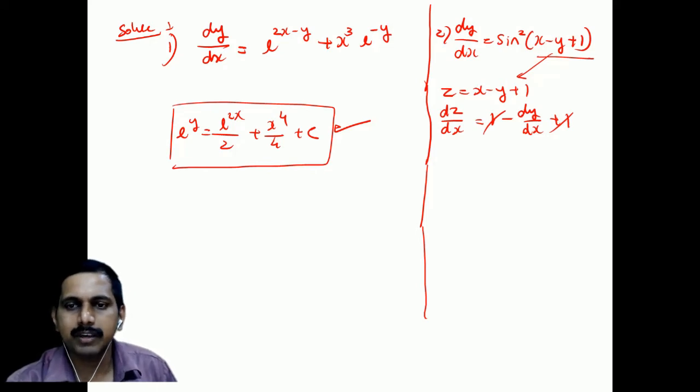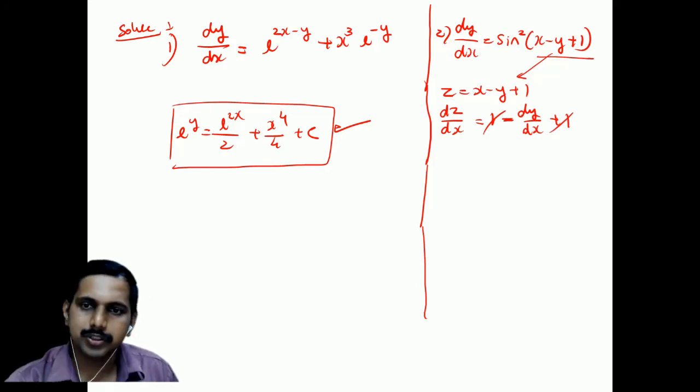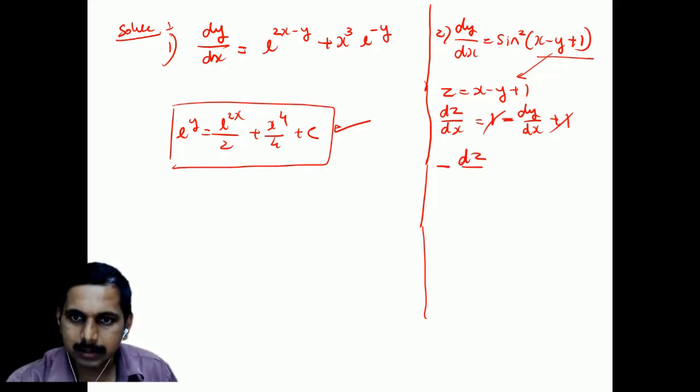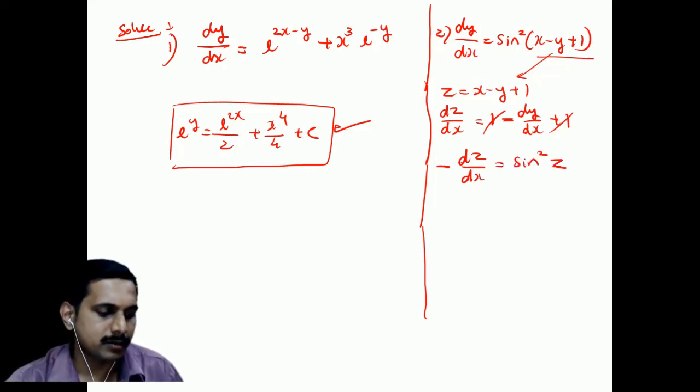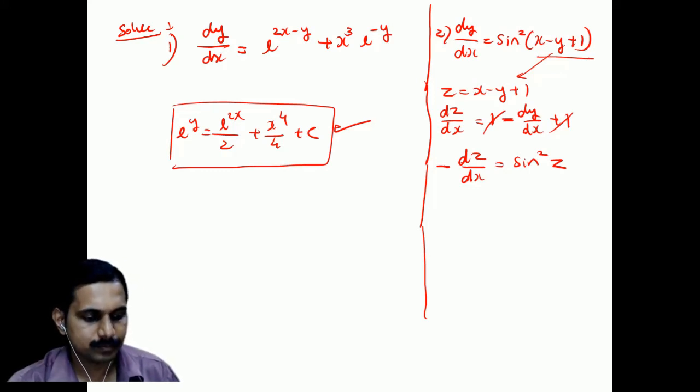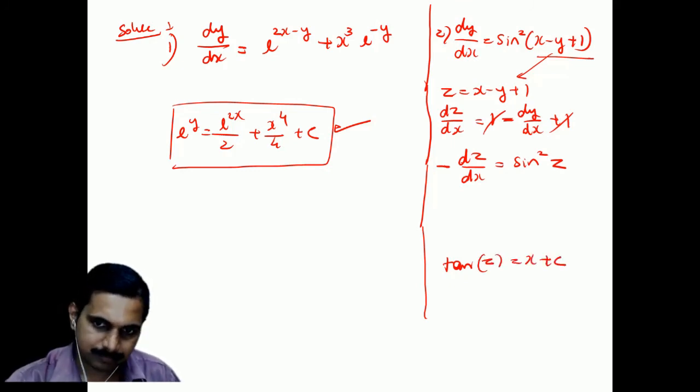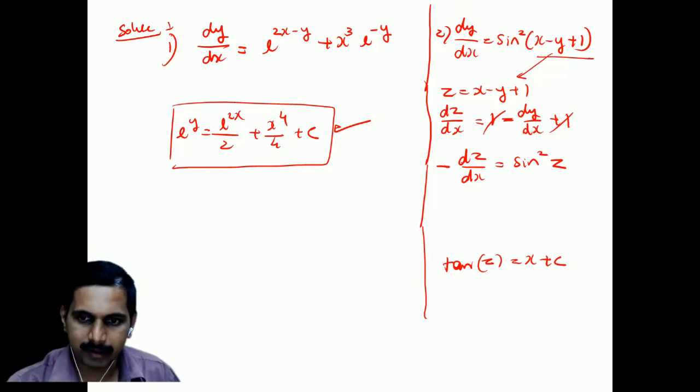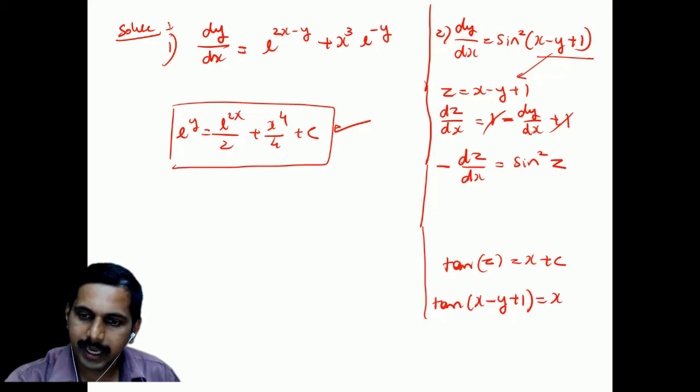So what will you do? Instead of dy/dx, you will put minus dz/dx. I'm sorry, there is a minus here. So what happens? You substitute minus dz/dx is equal to sine square z. Now separate and solve the problem, then substitute. That's it. The answer you will get here is tan z, because you get sec square. So you get tan z is equal to x plus c. Since tan z is x plus c, wherever z is there you substitute. That will become tan of (x minus y plus 1) is equal to x plus c.